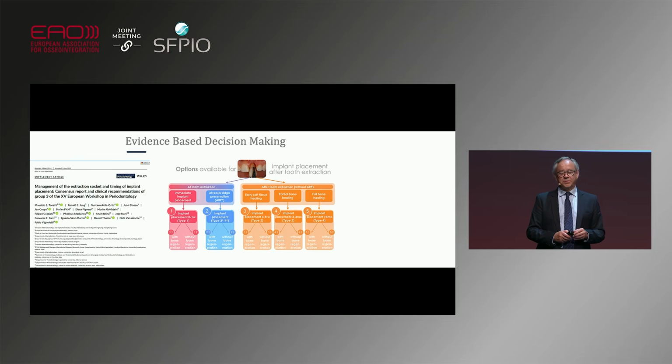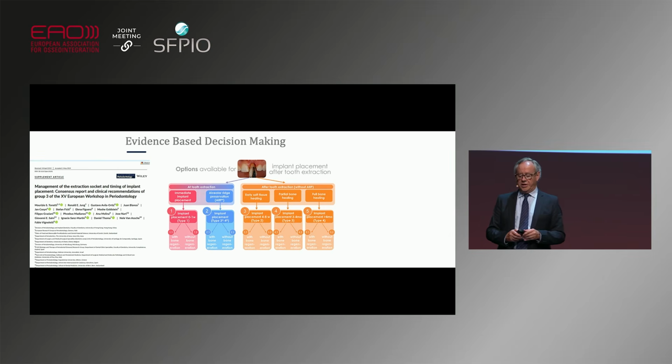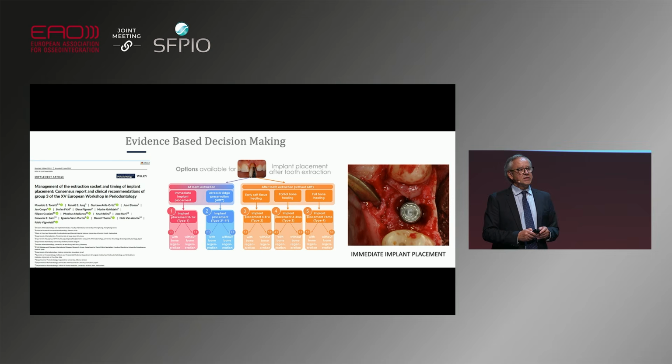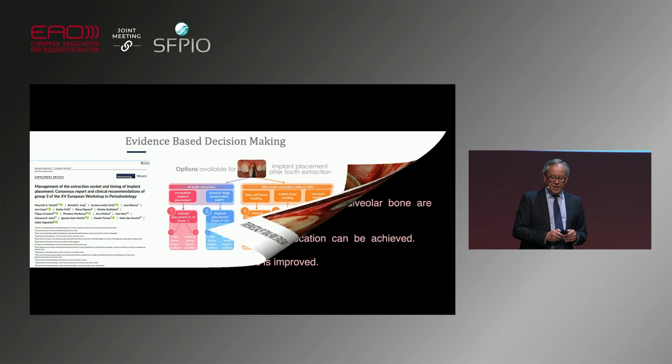Those are the 5 possibilities. Here we are going to discuss possibility 1, that I will support, possibility 2, ridge preservation, and then the type 2, which is the possibility number 3. So let's discuss immediate implant placement.